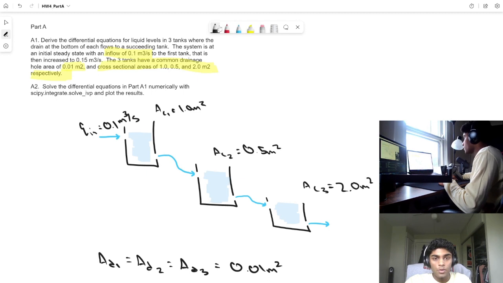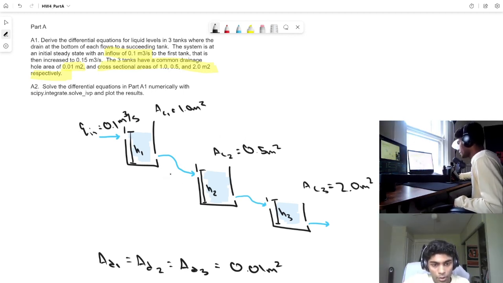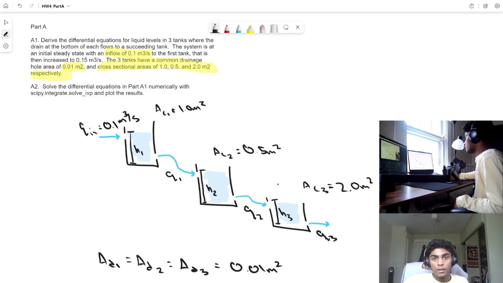And for each one, we also have some height of the water level in the tank, so we can also label that. And with that, we can start tackling this problem. One more thing we might want to put in is these flow rates going in and out of our tanks, as a result of the fact that there is mass entering and exiting each of these tanks simultaneously.